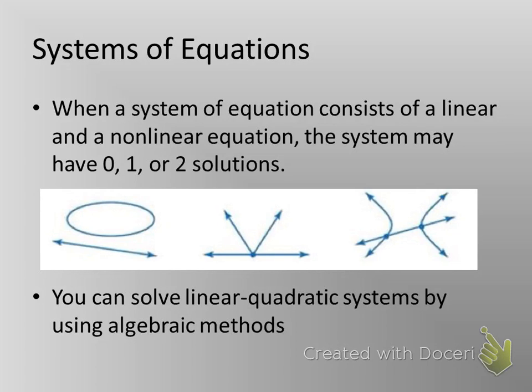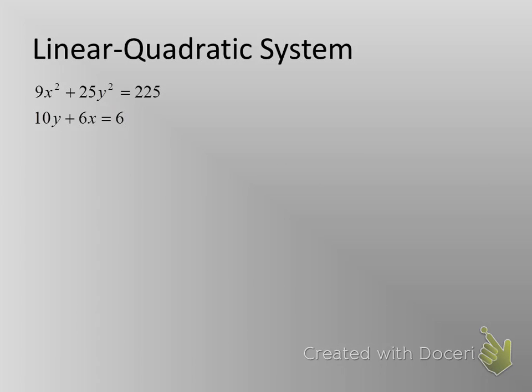Everybody ready for your first one? Okay, let's go. Number 1. You have 9x squared plus 25y squared equals 225. You have 10y plus 6x equals 6.